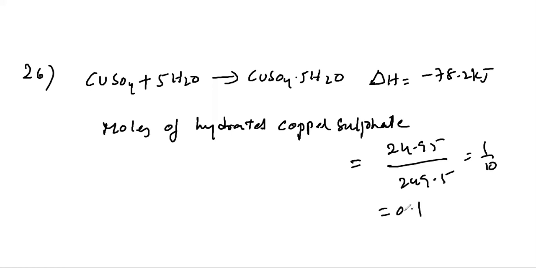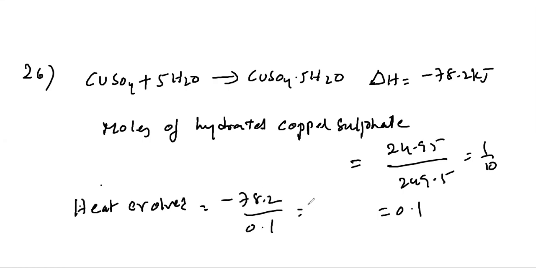Heat evolved, how much have they given? That is minus 78.2. Heat evolved equals minus 78.2 divided by 0.1. So how much are you going to get? Minus 7.82 kilojoules. Is it clear, students?